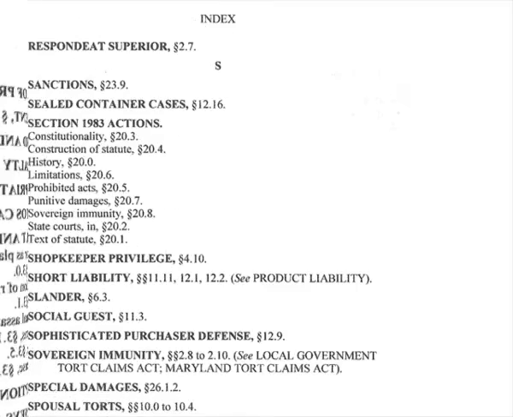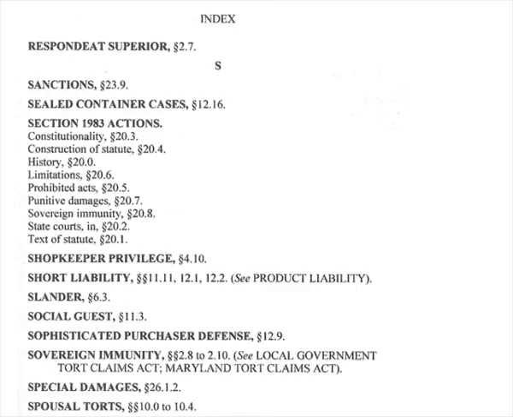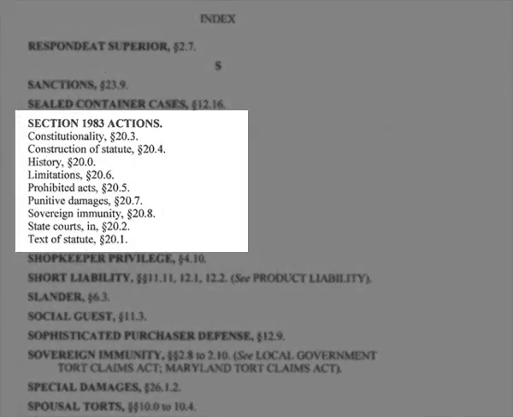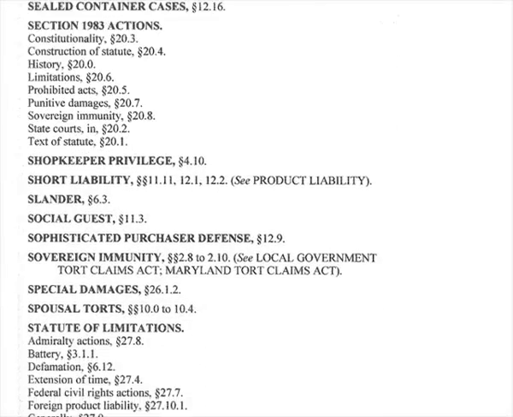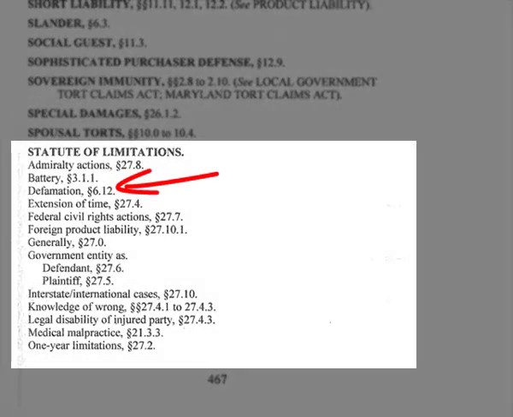These two finding aids may seem redundant, and in many cases index entries of a particular type will all be found in the same sections, such as we see here in Section 1983 Actions. However, you may also run across a type of entry that spans many sections, such as this entry for statutes of limitations. If you wish to compare statutes of limitations across various torts, consulting the index would give you a speedy way of finding those sections in the book.